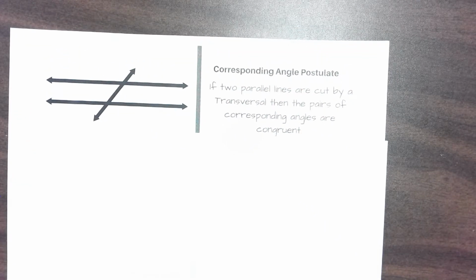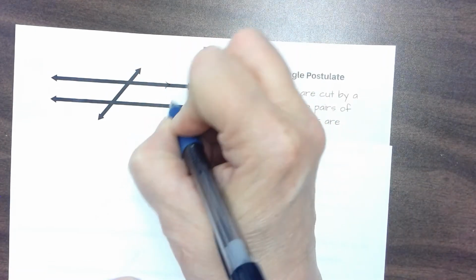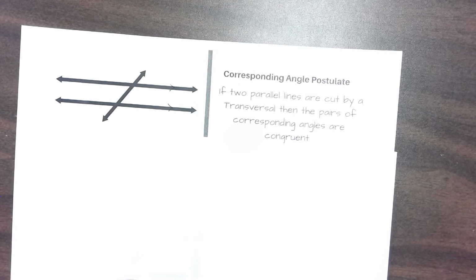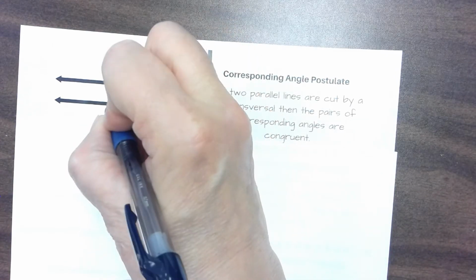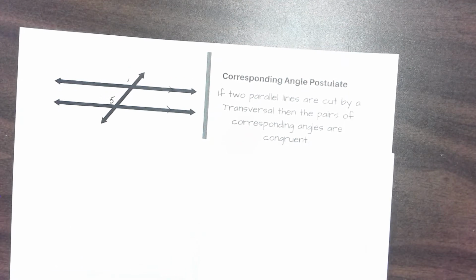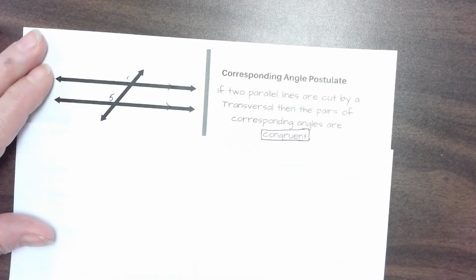Corresponding angle postulate: if two parallel lines are cut by a transversal, then the pairs of corresponding angles are congruent. The first thing I'm going to do is put some arrows on my lines to show that they're parallel, and then put some numbers in for our angles to show corresponding angles. So the measure of angle 1 is congruent to the measure of angle 5, and we're going to go with what we did yesterday. Are they congruent or are they supplementary? These corresponding angles are congruent.